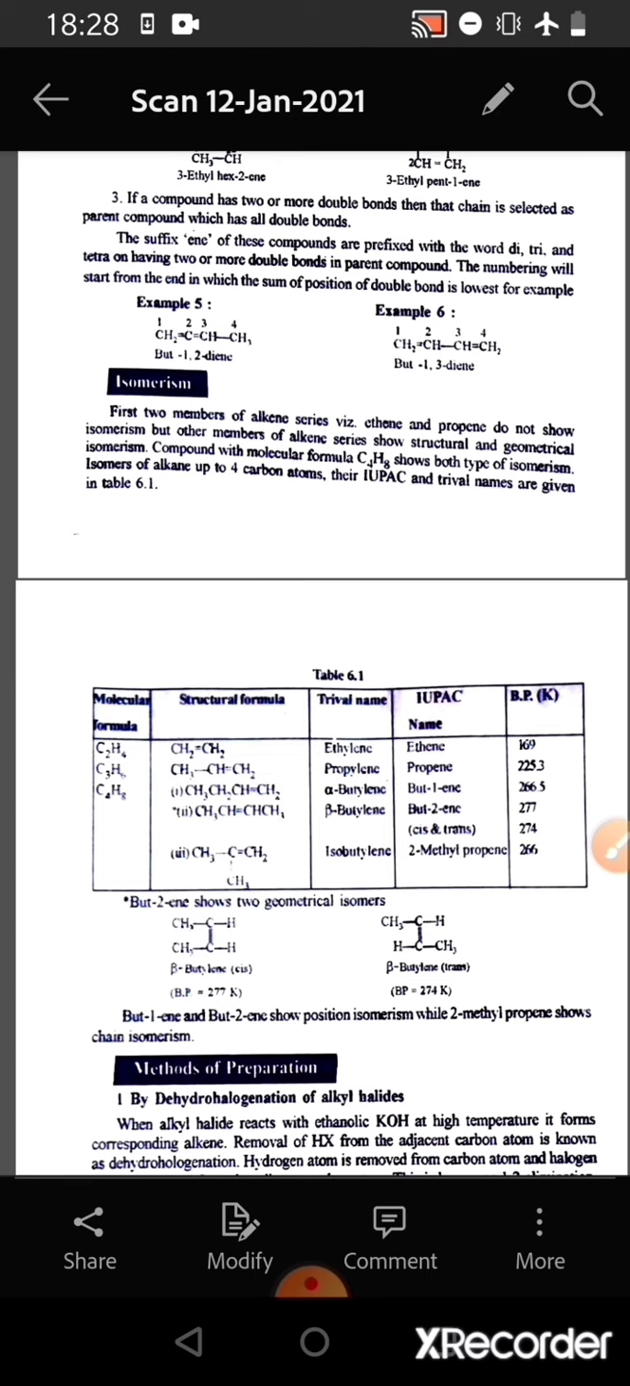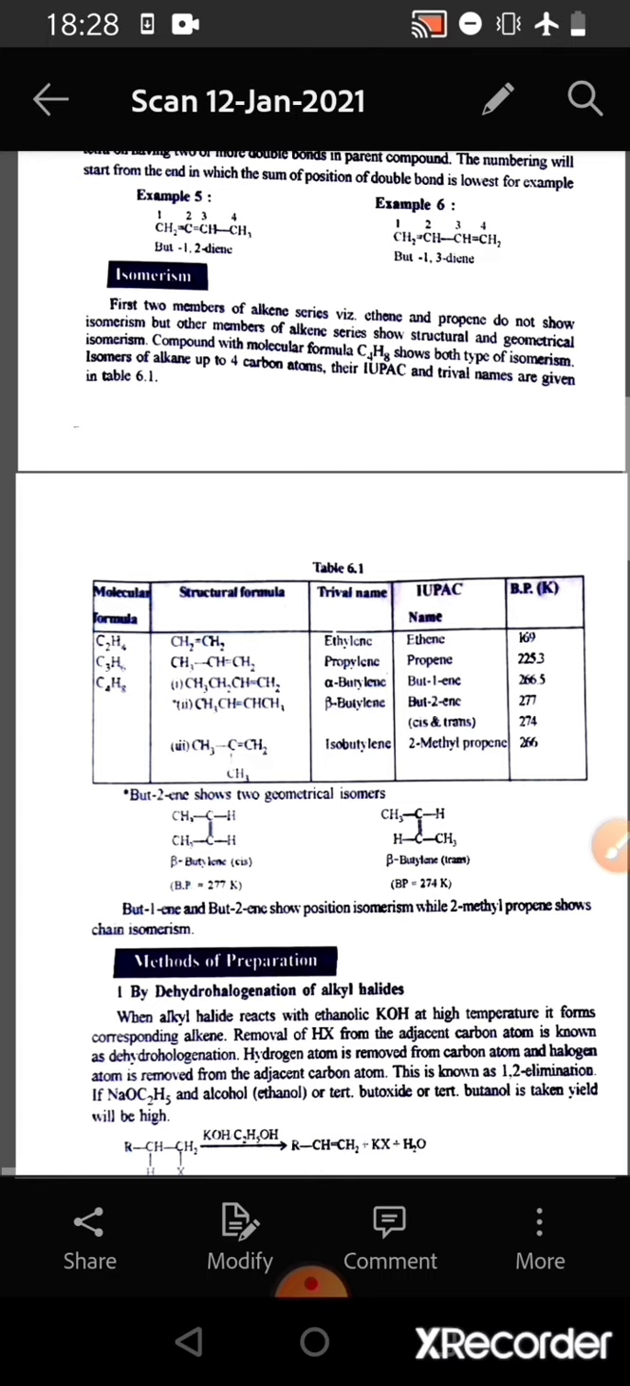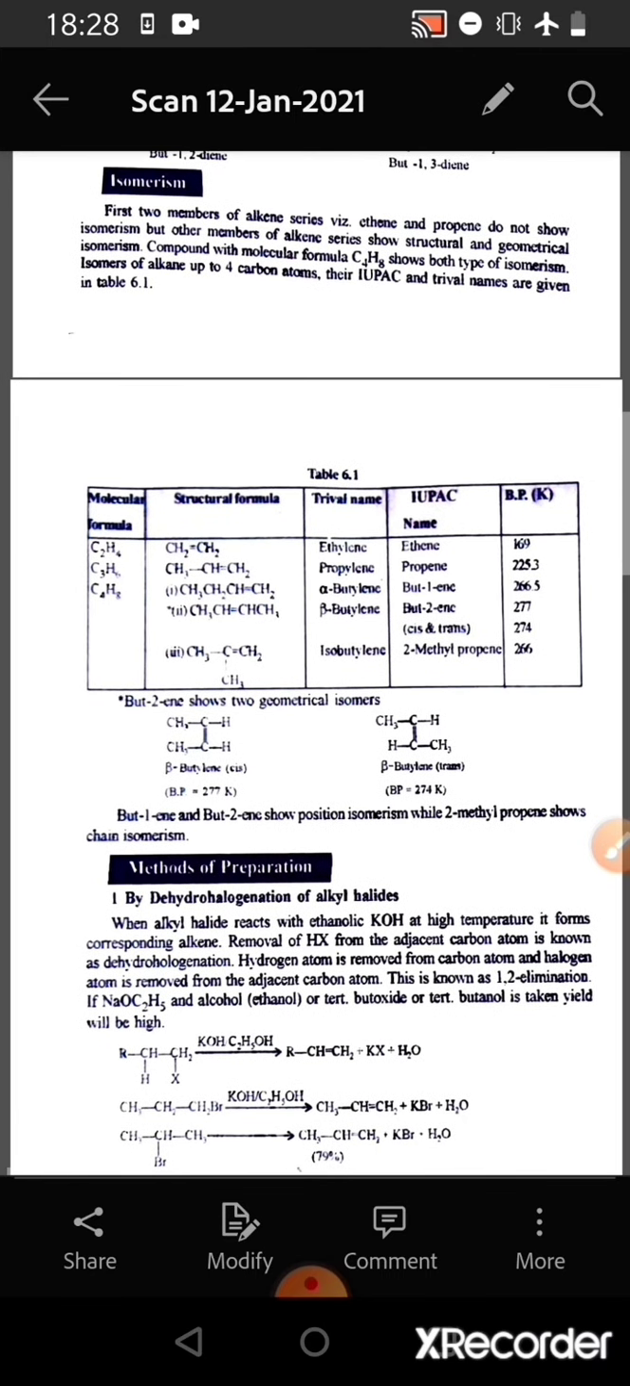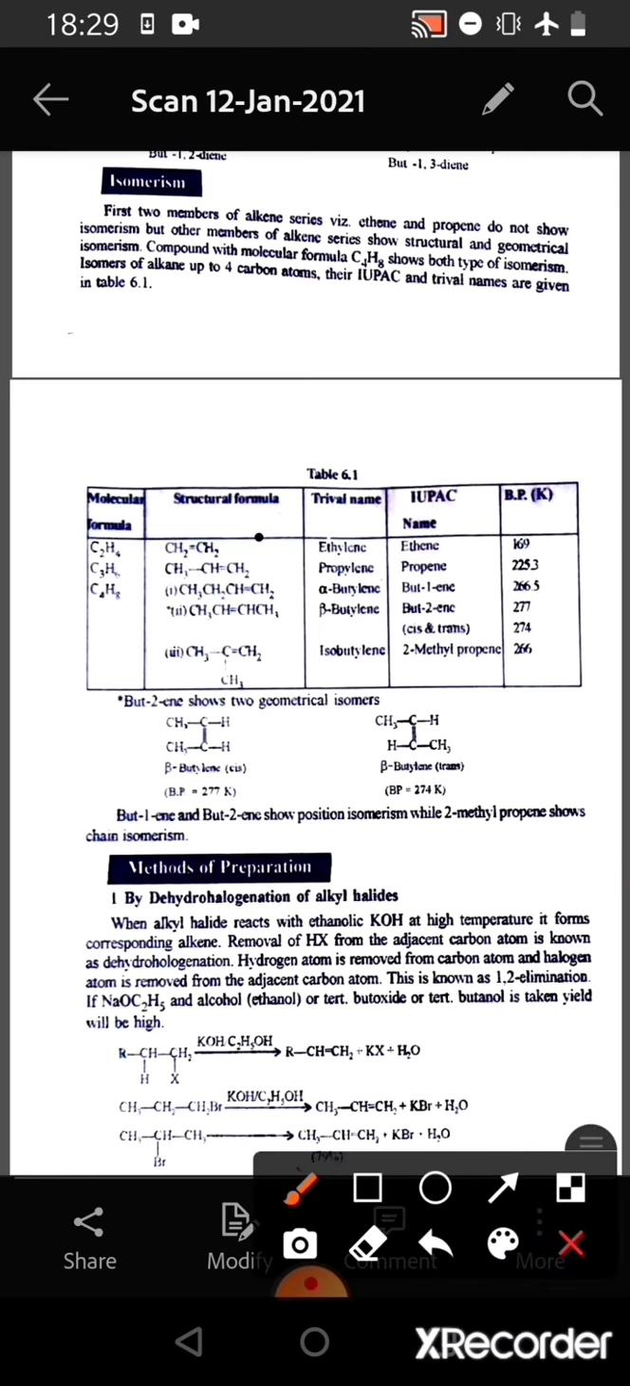Isomerism of alkenes up to 4 carbon atoms and the IUPAC and trivial names. If we consider the first member, that is C2H4, its structural formula is, as we have seen, CH2=CH2. Its trivial name is ethylene and its IUPAC name is ethene and its boiling point is 169 K.